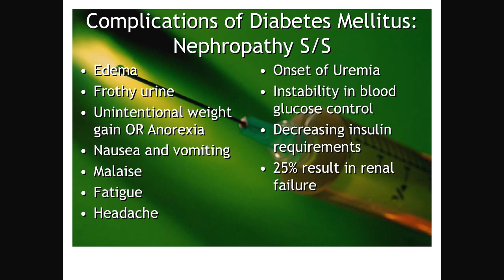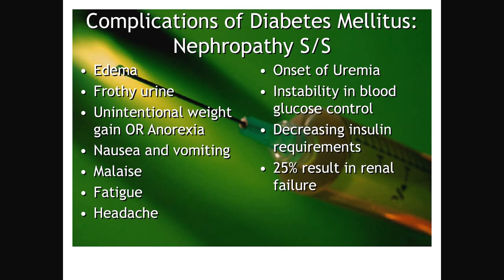So some signs and symptoms. You can see frothy urine. You see edema. The weight gain could be there unintentionally, or anorexia, could go either way. You have some general symptoms: nausea, vomiting, malaise, fatigue, headache. But definitely you want to pay attention to the key features here to try to diagnose or have an idea of whether this patient has nephropathy. So onset of uremia. Is blood glucose control out of whack? Is it stable? Some things to think about.